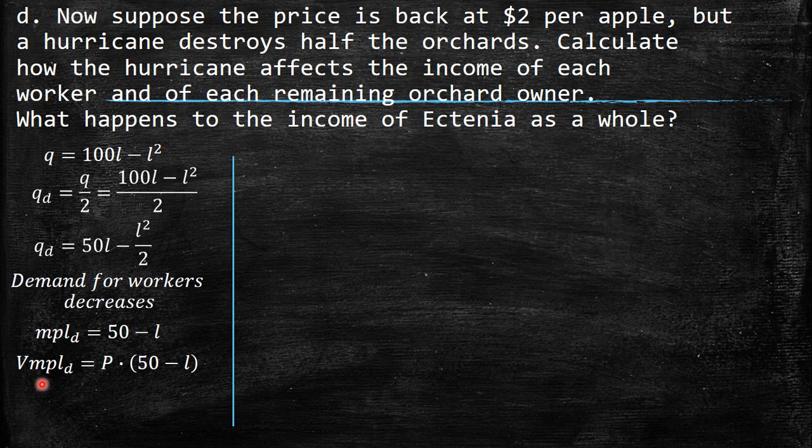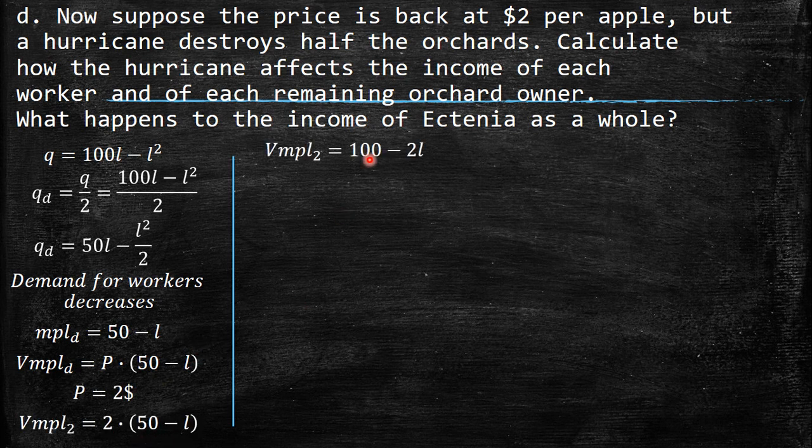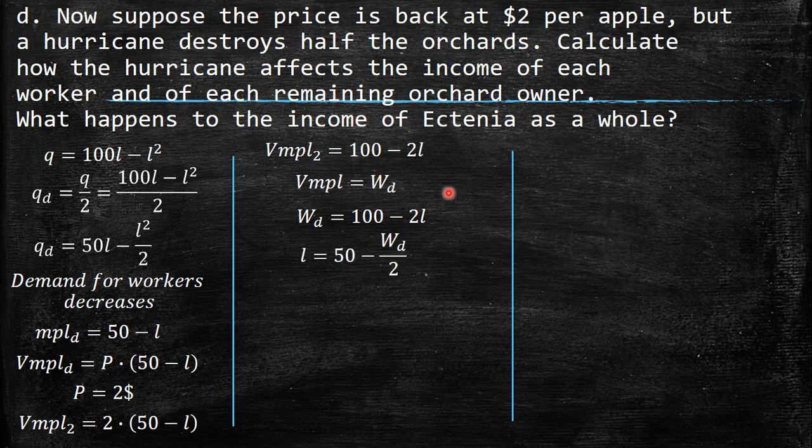First, we have that the value of the marginal product of labor, D, is equal to the price times 50 minus L. The price is 2. Then you replace this one, and then you have 100 minus 2L. Then you know that the condition is that the value of the marginal product of labor is equal to the W, in this case WD, which is the situation associated with the D exercise. You replace, and WD is equal to 100 minus 2L. Then you collect L to the left, W to the right with minus, and you divide all by 2, then you have L equal to 50 minus WD over 2.